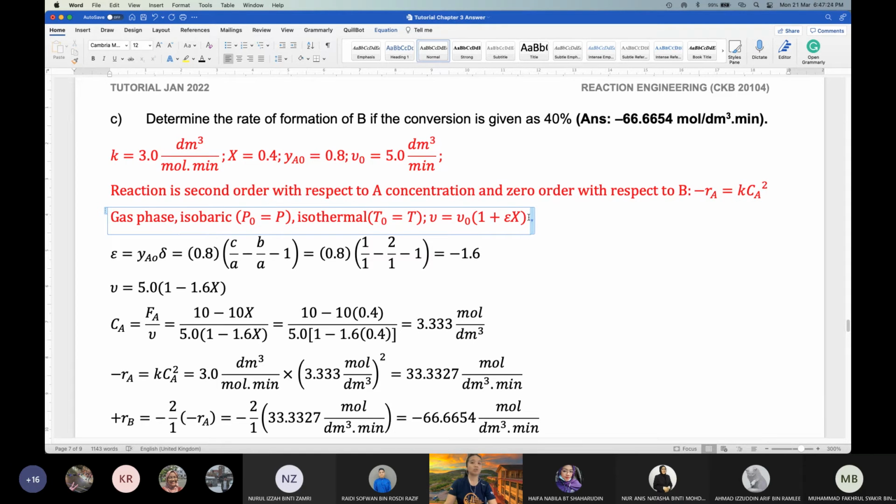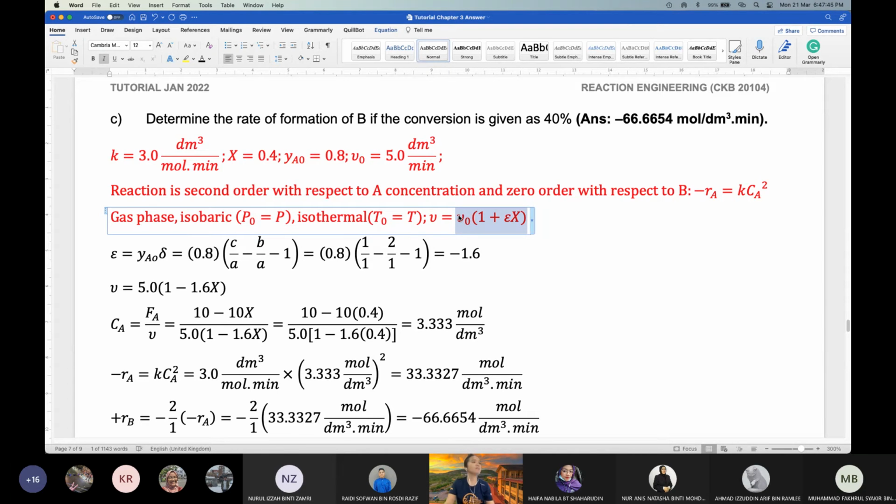Sebab tu part yang P0 per P jadi 1, T per T0 pun jadi 1. Sebab tu dah tak ada dalam equation kita. So our equation now become outlet volumetric flow rate equals to inlet volumetric flow rate in bracket 1 plus epsilon x. Kita kena cari dulu outlet volumetric flow rate dalam bentuk ini.